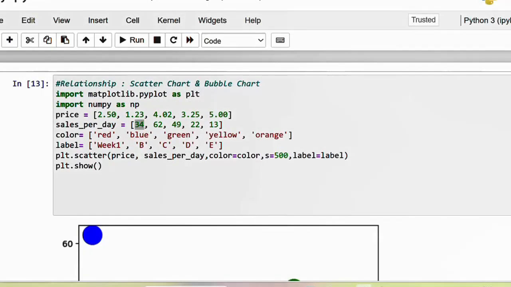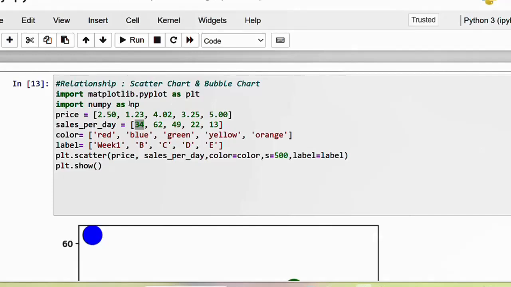One parameter is dependent on another parameter. So in this program we have two parameters, that is the product price and the sales of the product. The sales of the product depends on the price. If the price increases or decreases, the sales of the product also increase or decrease.